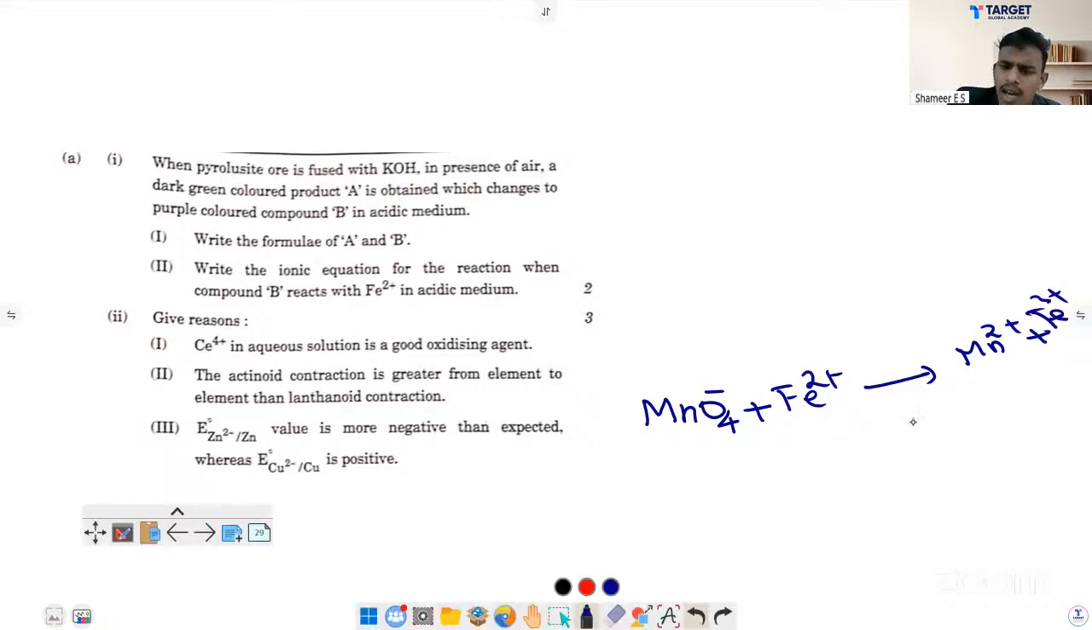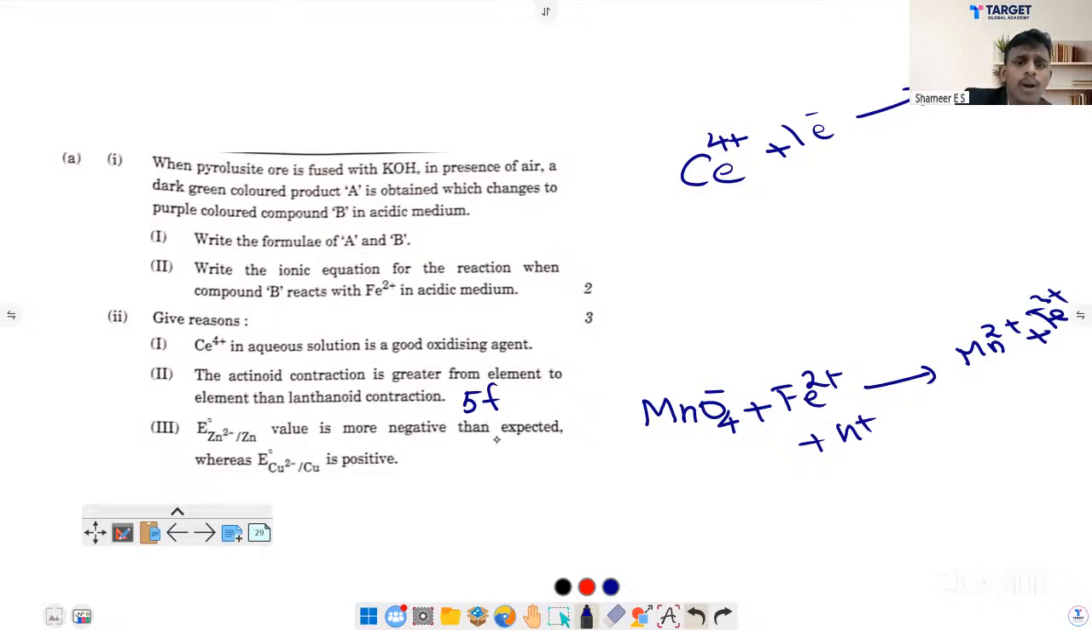Okay, H+ we are adding. Balancing the equation we can write. Give reason: Ce4+ in aqueous solution is a good oxidizing agent because a good oxidizing agent will reduce fast. Lanthanoids show the +3 oxidation state. Ce4+ can accept 1 electron easily and form Ce3+, because the +3 configuration is the highly stable and common oxidation state of lanthanoids and actinoids. The actinoid contraction is greater from element to element than lanthanoid contraction because electrons are entering the 5f orbital in actinoids, whereas for lanthanoids it is 4f.